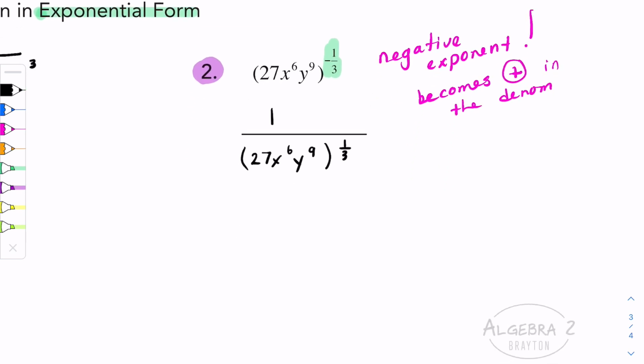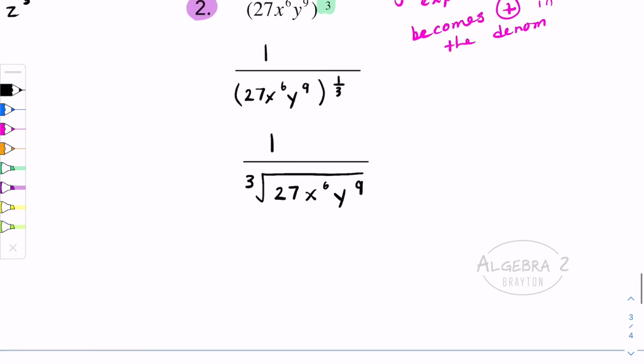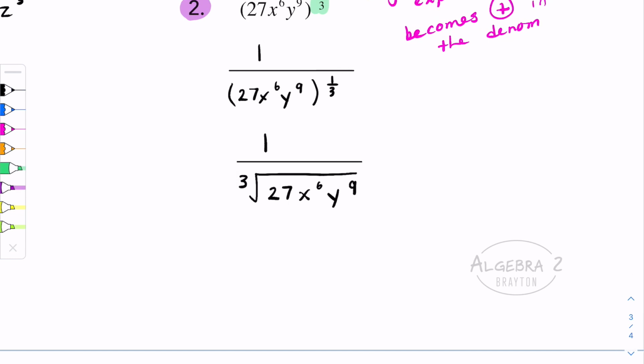Now, I like to convert to radical form because I'm used to seeing it that way. But we can simplify, whether you simplify in exponential form or you know that you want to convert to radical form, which is what I'm going to do. Our denominator becomes the cube root of 27 times x to the 6th times y to the 9th. And at this point, as far as we've been simplifying, 27 is a perfect cube, x to the 6th is 2 groups of 3, y to the 9th is 3 groups of 3.